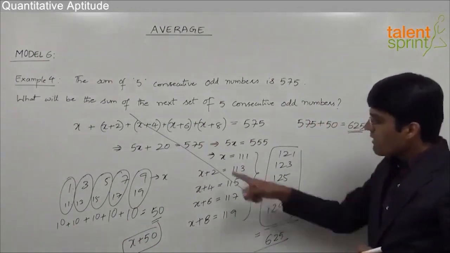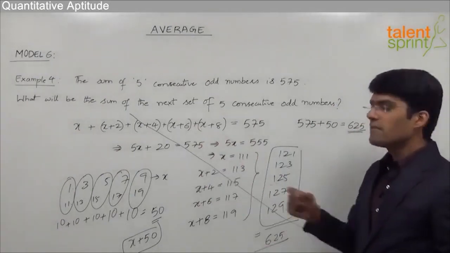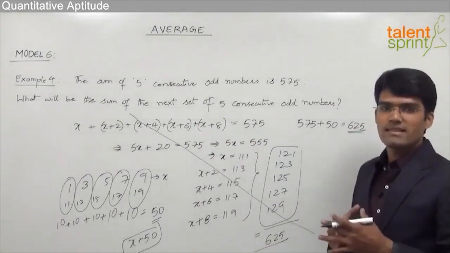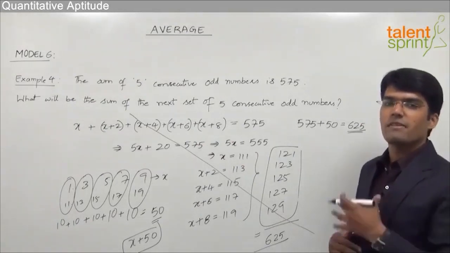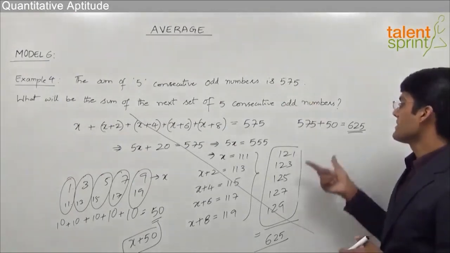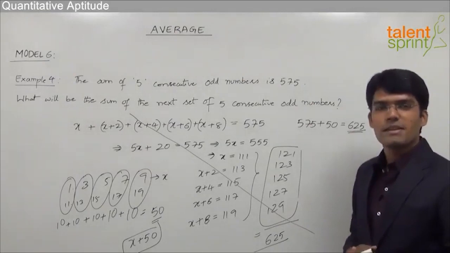And that is what we have got by following the conventional method. But that is a very lengthy procedure, and here we get the answer within a few seconds without writing any step. So understand that the sum of the next set of 5 consecutive odd numbers will be 50 more than the given sum. So that can directly be taken as 575 plus 50, which is equal to 625.